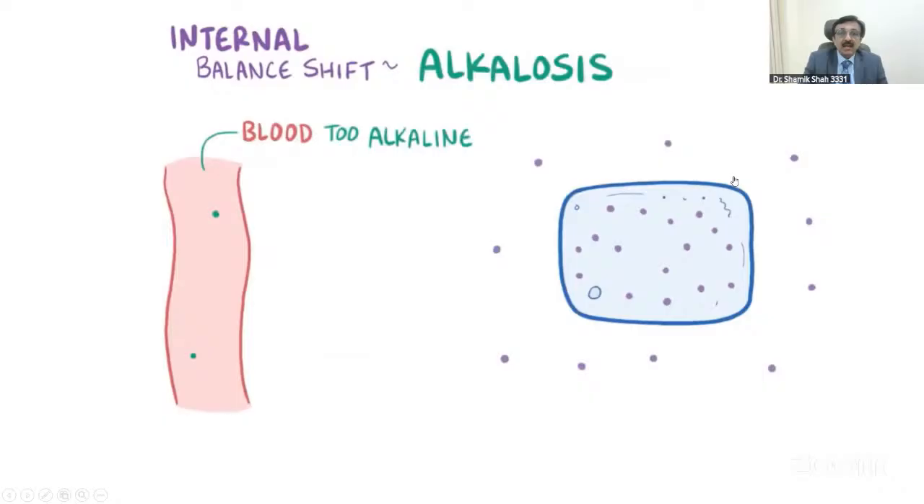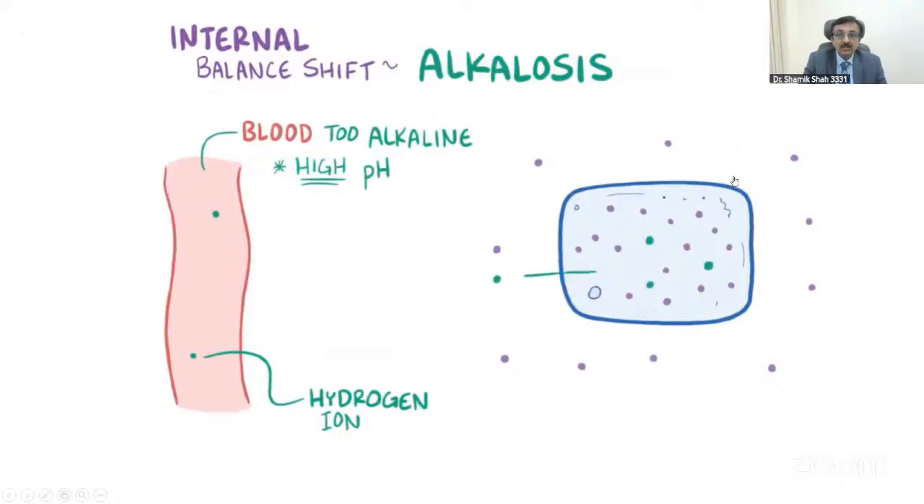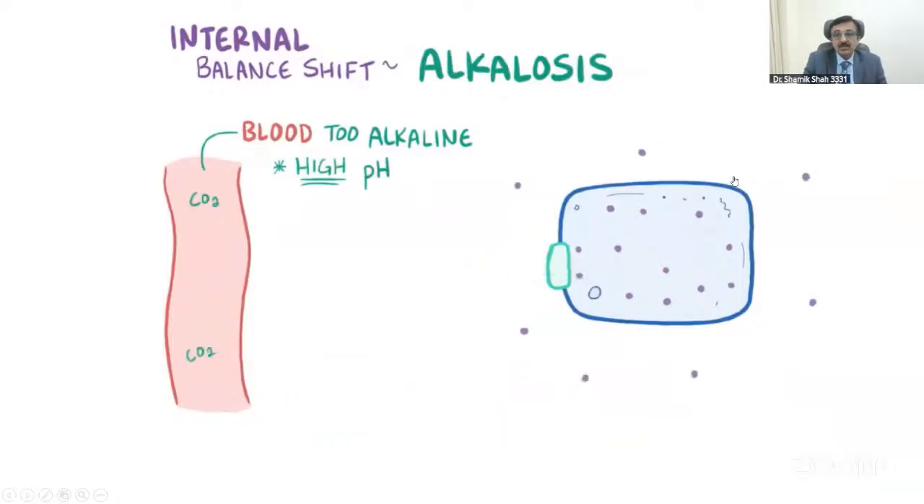Another internal balance shift is alkalosis. When the blood is alkaline, that means the hydrogen ion concentration in the blood is low, so there is a high pH, right? Now, how does the body react to this alkalosis? It moves hydrogen ions from the cell out into the blood, and in exchange, potassium from the blood enters inside the cell. So this is a potassium hydrogen exchanger. The alkalosis is taken care of by increasing the concentration of hydrogen ions in the blood, but at the same time, the potassium level goes down because a lot of potassium has moved intracellularly.